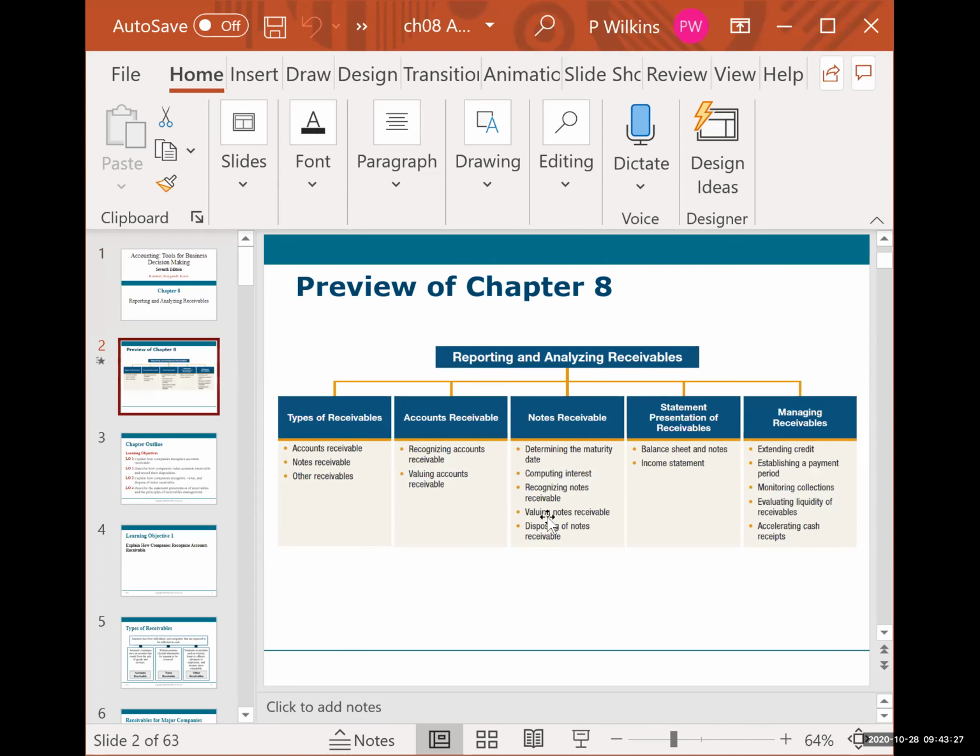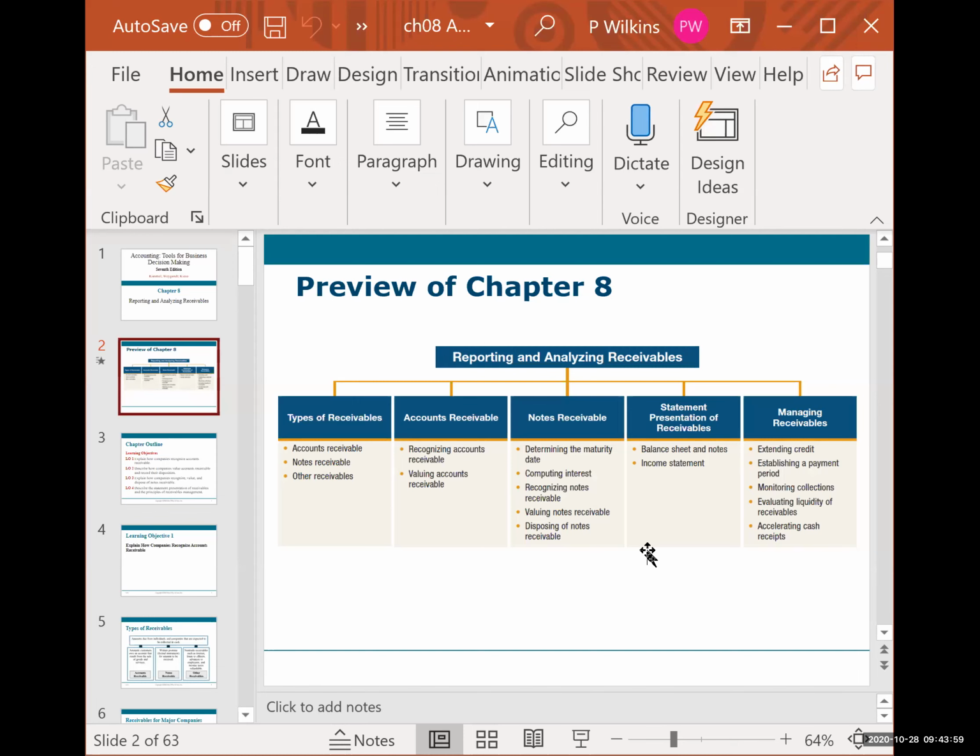We are going to be looking at different types of receivables, a brief overview of the different types of receivables. We're then going to spend some time looking at accounts receivable and recognizing accounts receivable. You've already done that and you just didn't know that that's what it was called. And then we're going to go over valuing accounts receivable, which is a brand new concept, different than anything you've ever done.